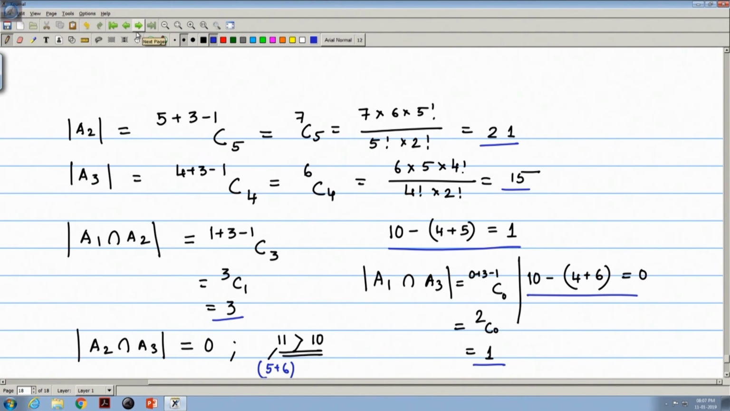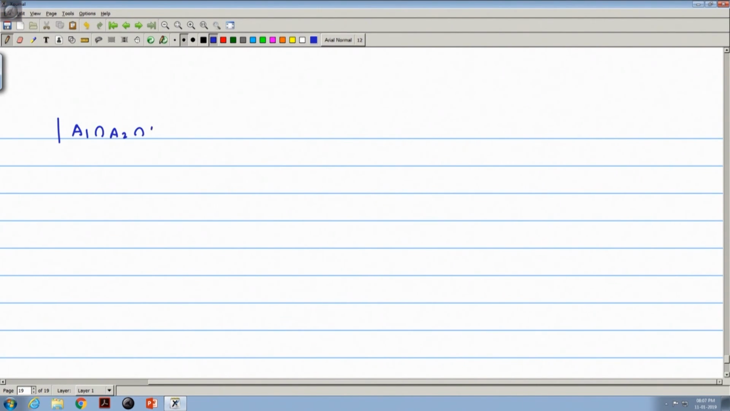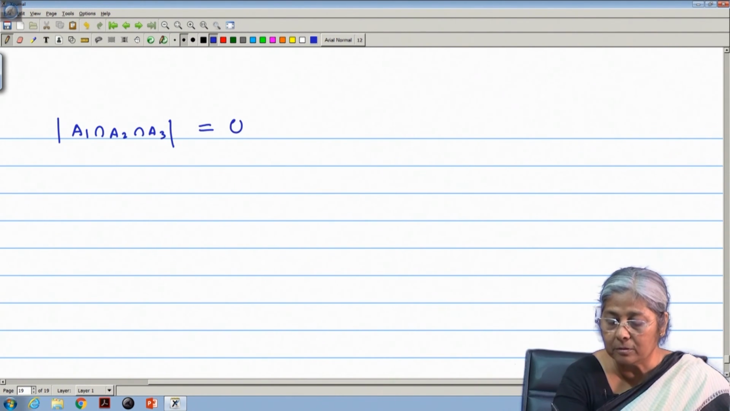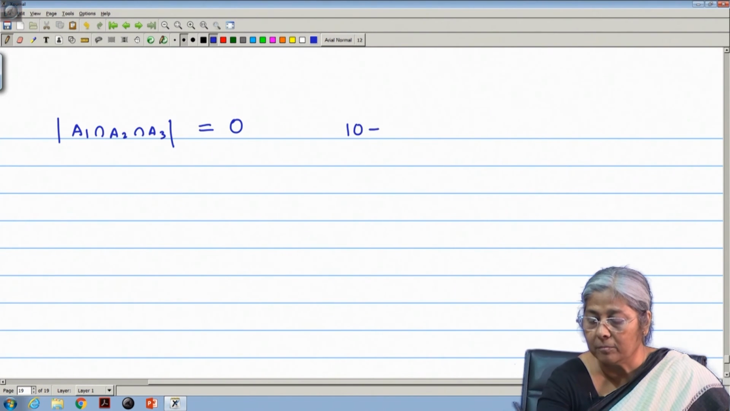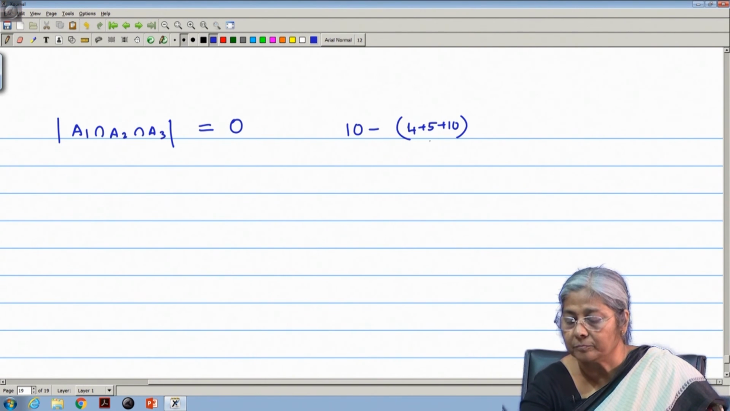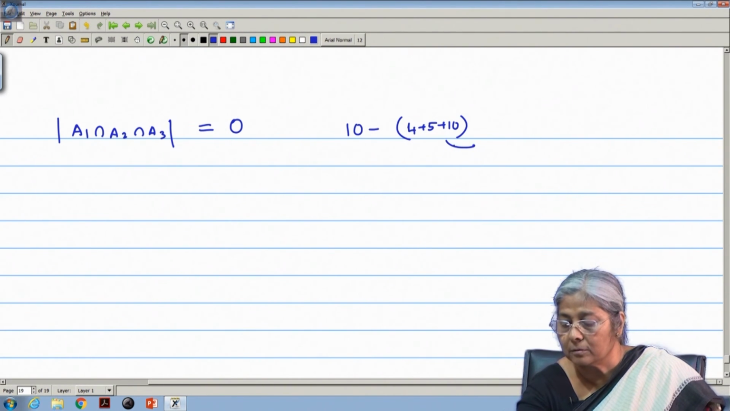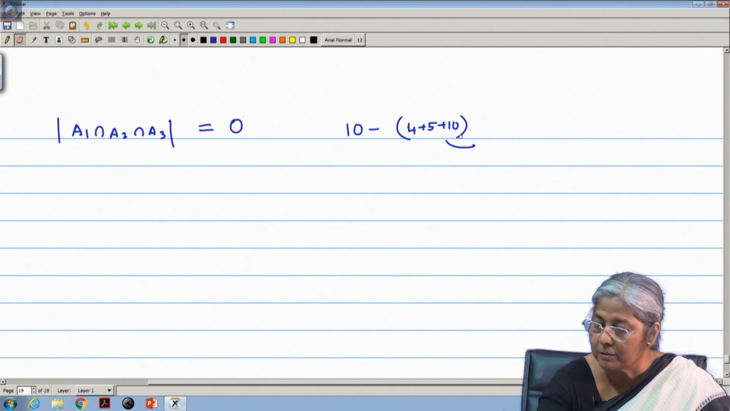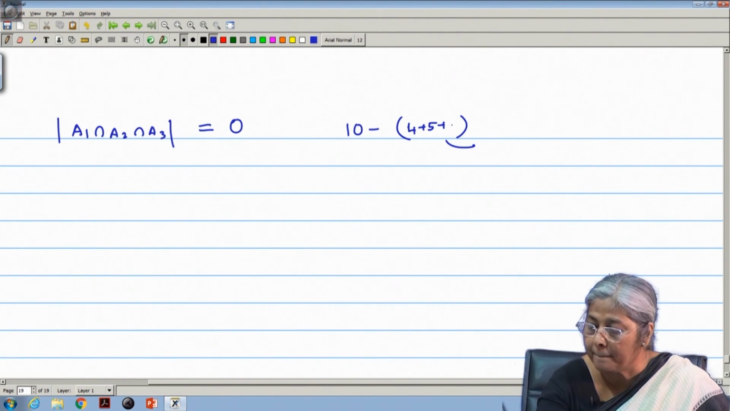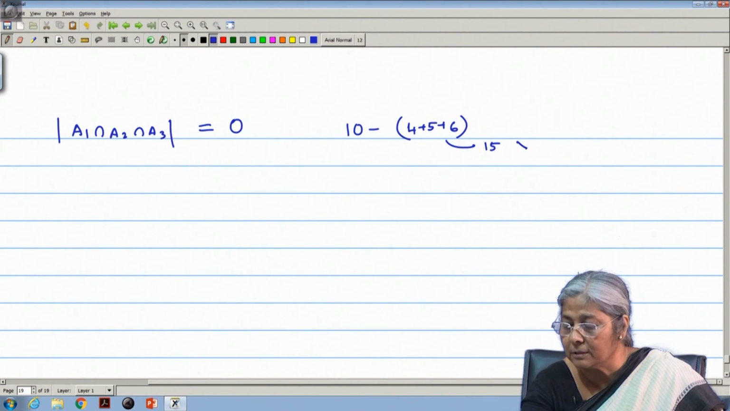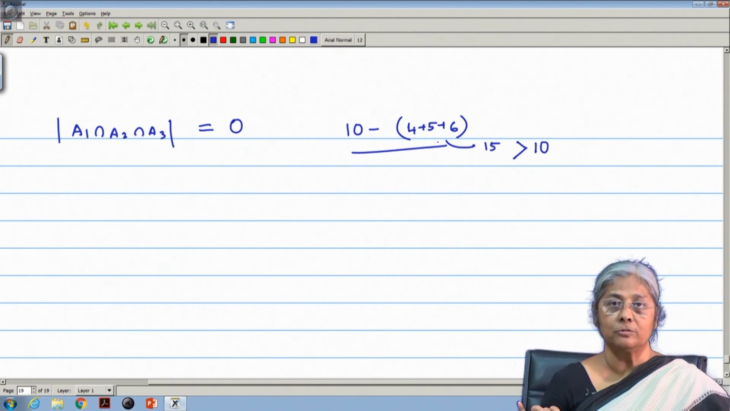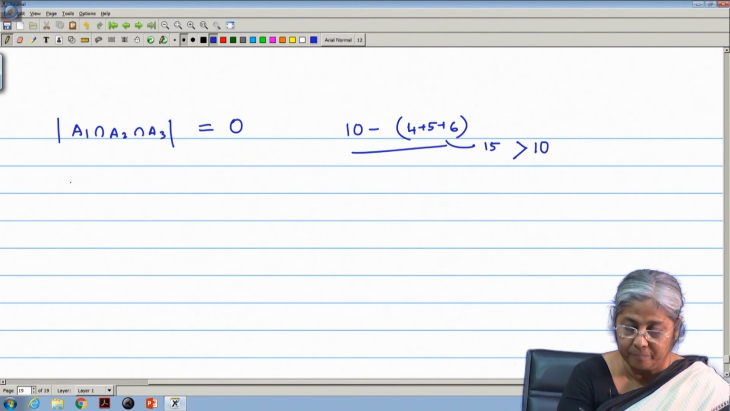Another value I have to compute is A1, A2, A3 together. Similarly, this becomes 0, because here this is 10 minus 4 plus 5 plus 6. So, 4 plus 5 plus 6 is 15, which is greater than 10. So, this type of combination is not possible. So, this becomes 0.